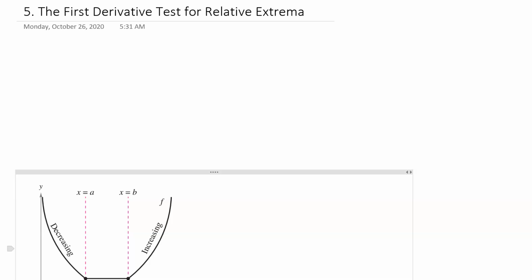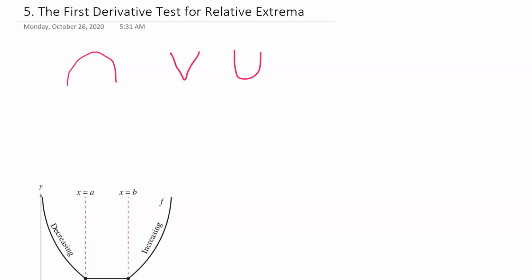Today we're going to look at the first derivative test, and this is going to be for finding relative extrema. So it's going to be our relative maxes and our relative mins. Those occur when our first derivative equals 0, right? Or when we're looking at a cusp or a corner. So at points like this, where we have a relative max or a relative min, something that's higher or lower than the values on either side of it.